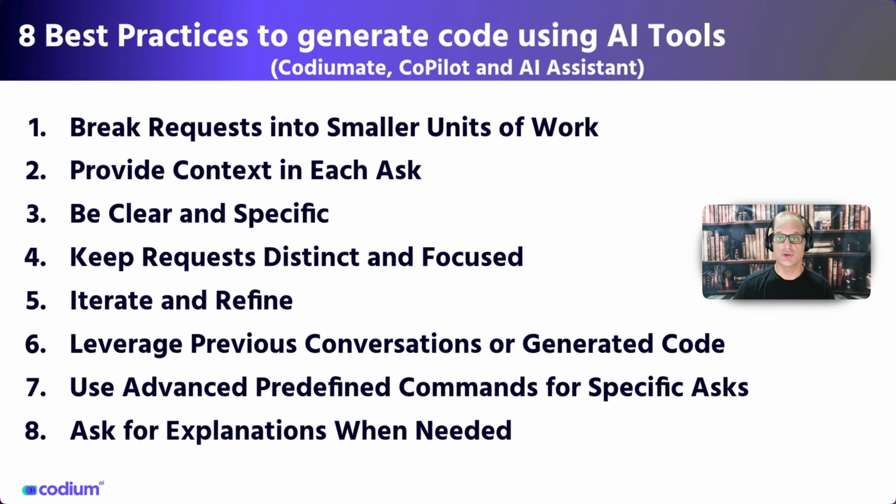Number 7, use advanced predefined commands for specific asks. Many AI coding assistants offer advanced commands or settings that trigger more precise and tailored responses. And number 8, ask for an explanation when needed. Understanding the generated code enhances your ability to modify or expand it. Let's dive deeper into these points with an example.